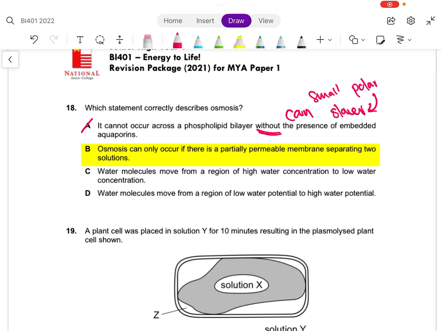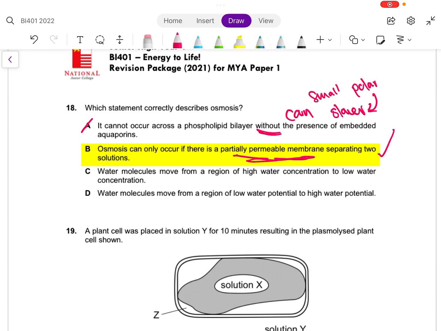B. Osmosis can only occur if there's a partially permeable membrane. This is true. If there's no partially permeable membrane, you will not find a net movement of water molecules from one side to the other. Instead, you'll just see diffusion happen. You see diffusion of the salt or the sugar, but you will not see a net movement of water molecules. So a membrane is actually very important.